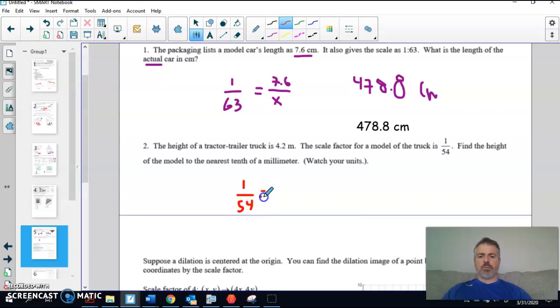And I'm going to use that in a proportion. The part that I know is the actual measurement, this 4.2, and so it goes down with the 54. I'm looking for the height of the model. So again, I just cross multiply here. So I'm going to end up with 54x.